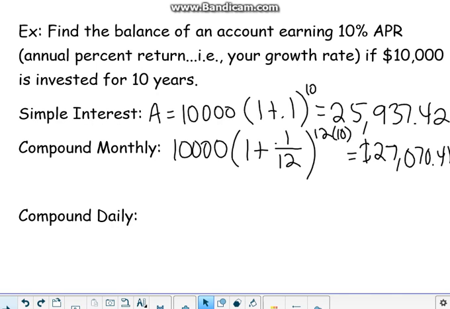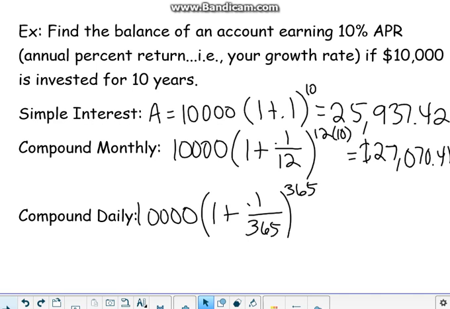What happens if we compound daily? What do we get? So we have 10,000 times 1 plus my interest rate, 10%. Now, if I'm compounding daily, how many times is that happening in a year? 365. Disregarding the occasional leap year, we're going to forget about that for just right now. But then we take it that it's happening 365 times a year for 10 years. Go ahead and punch that in your calculator. Pause video for a second. What do you get? Did you get $27,179.10? And that is compound interest.